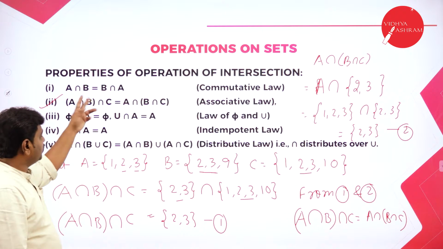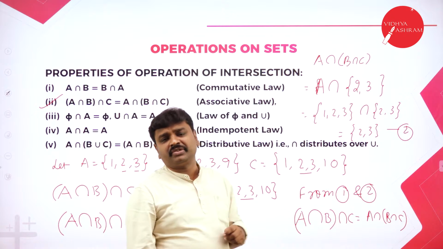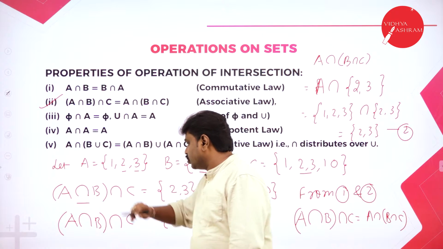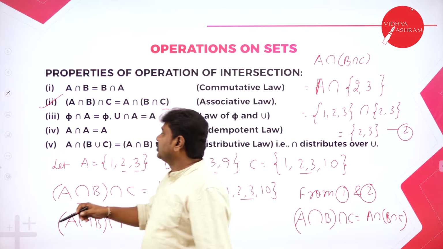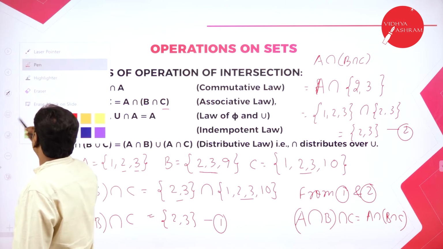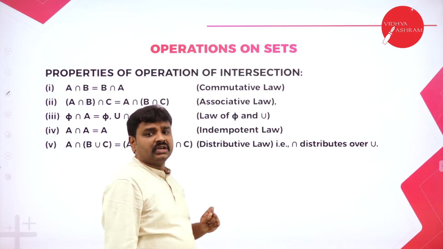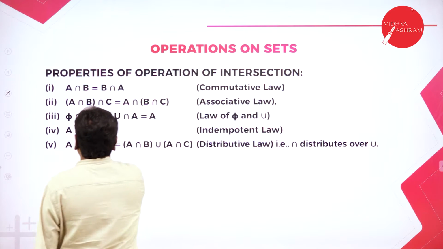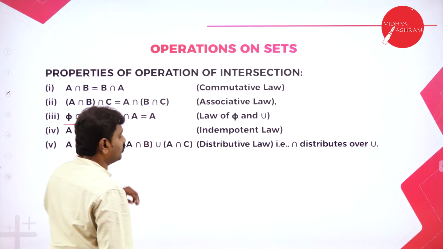Commutative means what? A intersection B is the same as B intersection A. Associative means what? A intersection B intersection C is the same as A intersection B intersection C. Meaning, if you group the first two or group the second two, it will be the same. Then we have the third one, null set intersection A. Null set intersection A gives you null set. Very interesting. We say law of null set and law of universal set.